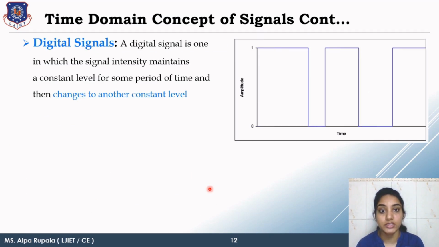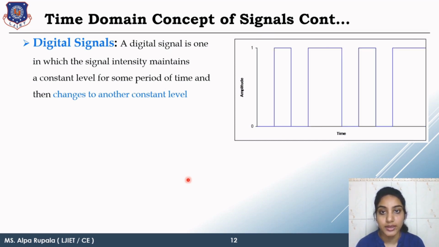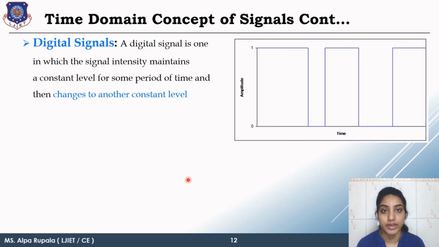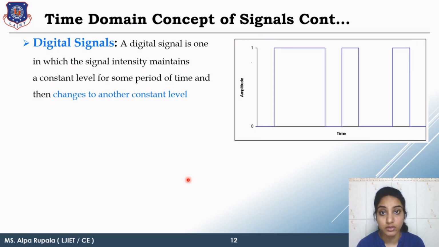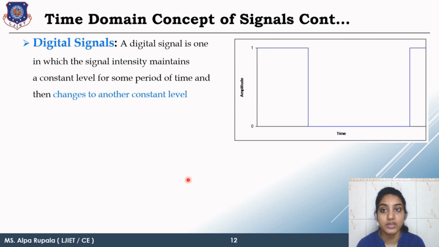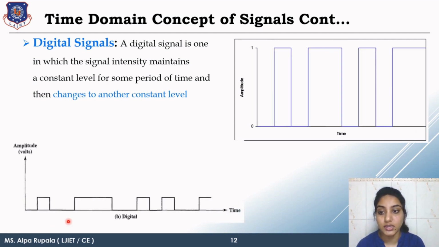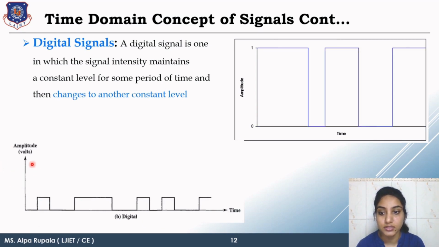Same as we have the digital signal, in which the signal intensity, or we can say the signal strength, is divided into levels of strength. For some constant period of time, the signal has one constant level, and for another constant period of time, the signal has another intensity level. So we can represent the digital signal like this.